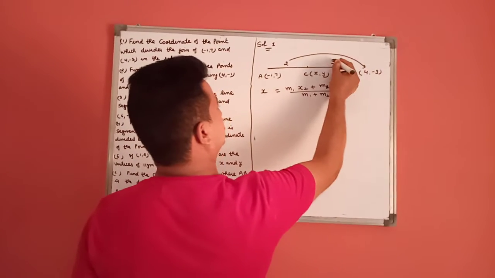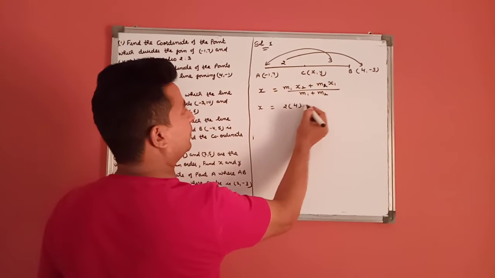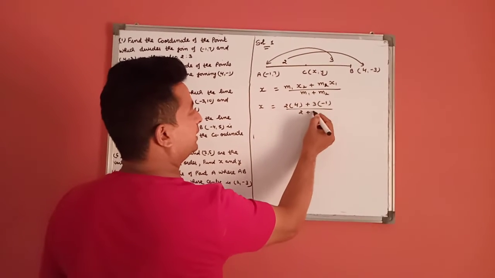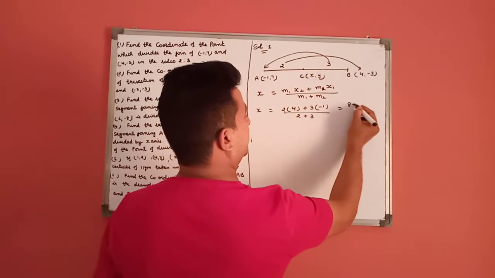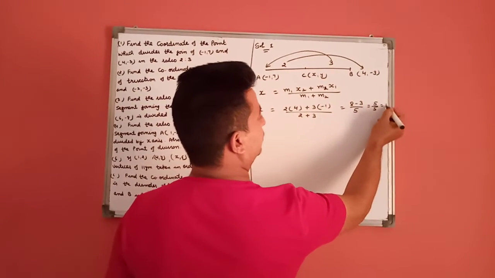This means 2 is multiplied by 4 and 3 is multiplied by -1, divided by 2 plus 3. 8 minus 3 upon 5, that is 5 upon 5 equal to 1.